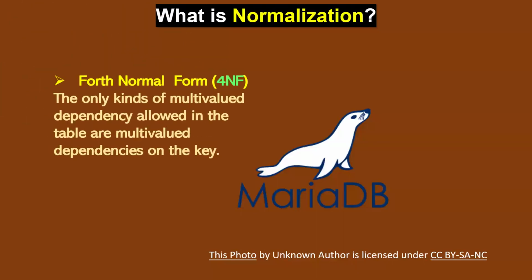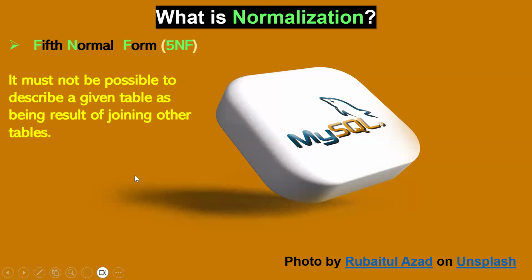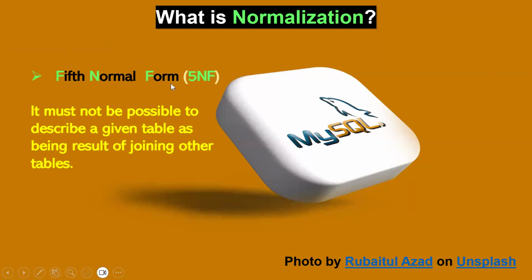And then a fourth normal form says the only kind of multi-value dependencies allowed in the table are multi-value dependencies on the key. So if they are multi-valued dependencies on the key itself, then it's okay. Otherwise, multi-values are not allowed.